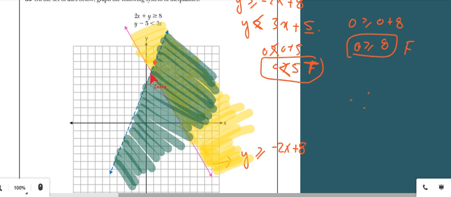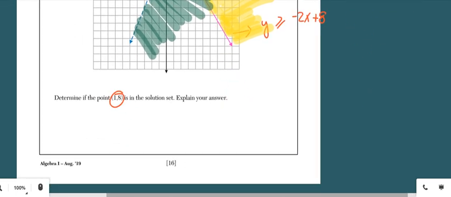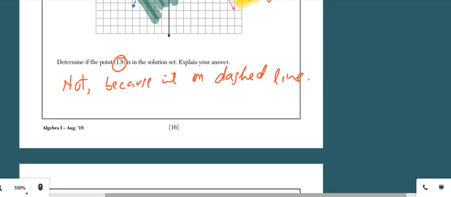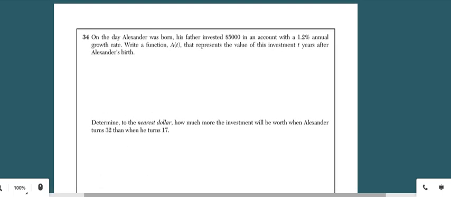So it intersects, but it is not in the solution. Why is it not? Because it is on the dashed line. Okay. So the point which is on the dashed line is not in our solution. Clear? You can give a detailed explanation because it doesn't satisfy the inequality at the same time. You can check that. Okay. But graphically, whenever the point is on the dashed line, it is not in our solution. Clear?